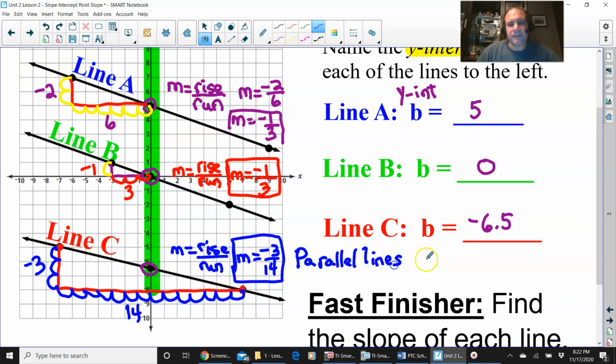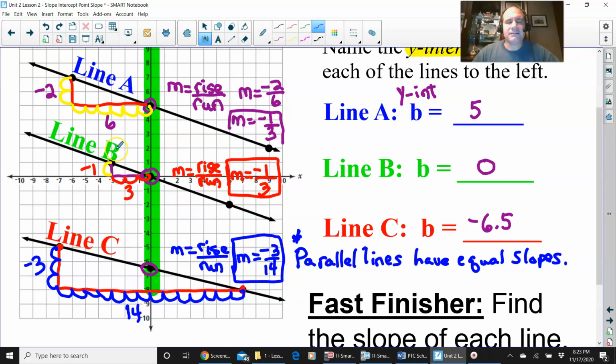lines have equal slopes. Parallel lines have equal slopes. Please put that down. That is the main part of this whole slide. All right, line A and B are parallel. They have the same slope.